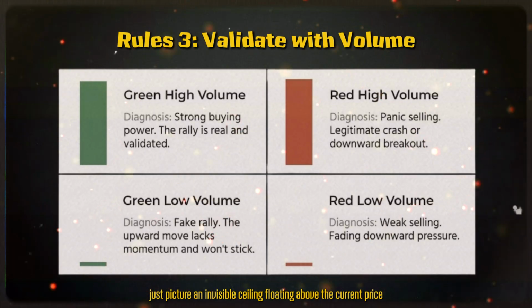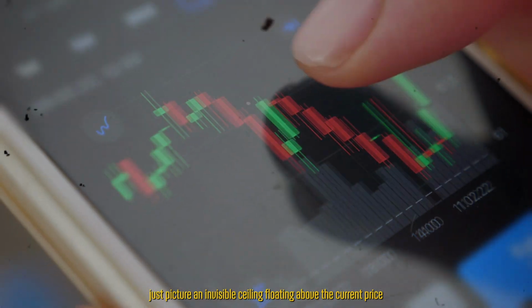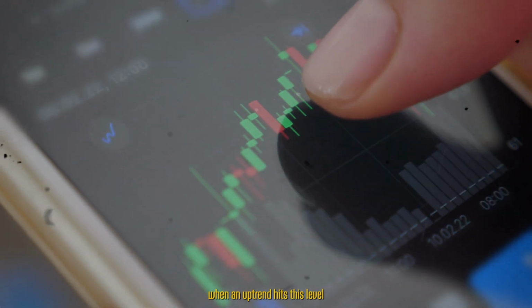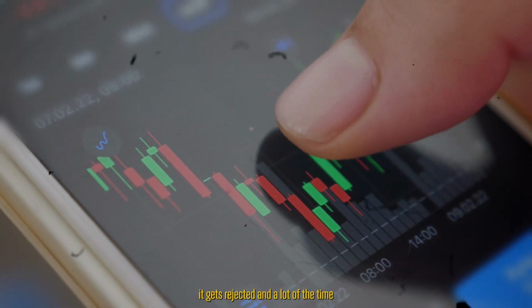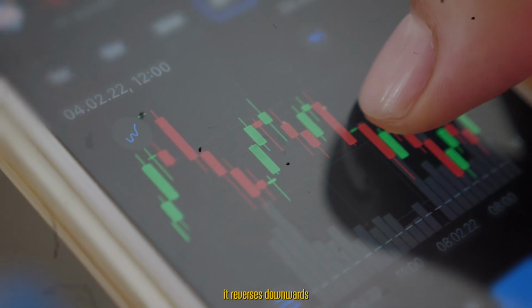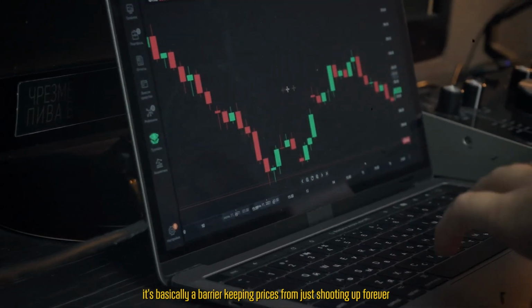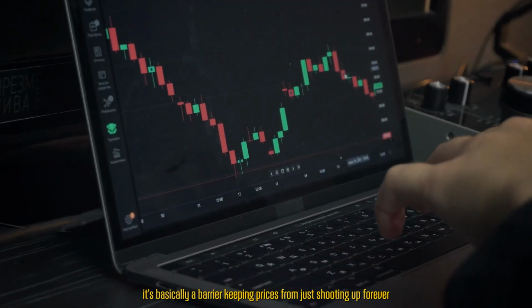Just picture an invisible ceiling floating above the current price. When an uptrend hits this level, sellers tend to jump in, and the price often struggles to break through. It gets rejected, and a lot of the time it reverses downwards. It's basically a barrier keeping prices from just shooting up forever.